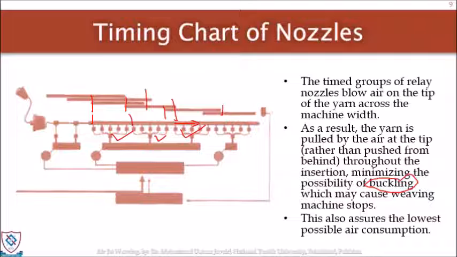So this is the basic requirement from the timing of the nozzles: that they work only when the yarn is present. They pressurize at the tip so that the yarn tip is accelerated in the forward direction and the remaining yarn follows it, and without buckling our weft is inserted.